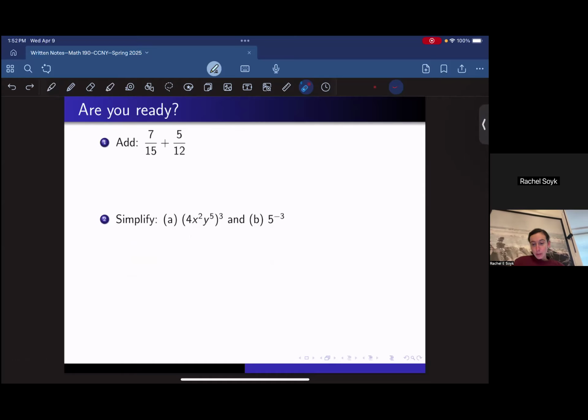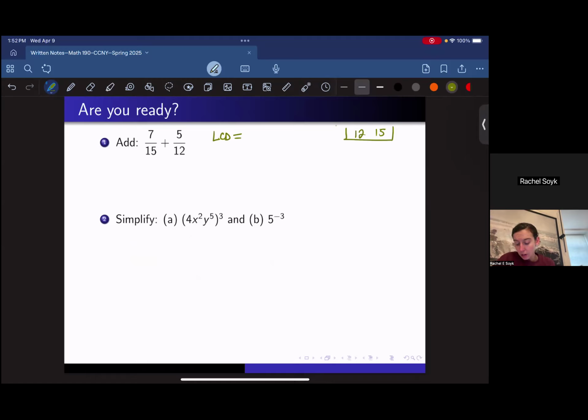Let's do some warm-up problems. We have two fractions being added to one another in this first example. What we have to keep in mind here is we need to make sure that our denominators are the same. So let's find an LCD between 15 and 12. We can do our handy dandy cake method off to the side over here.